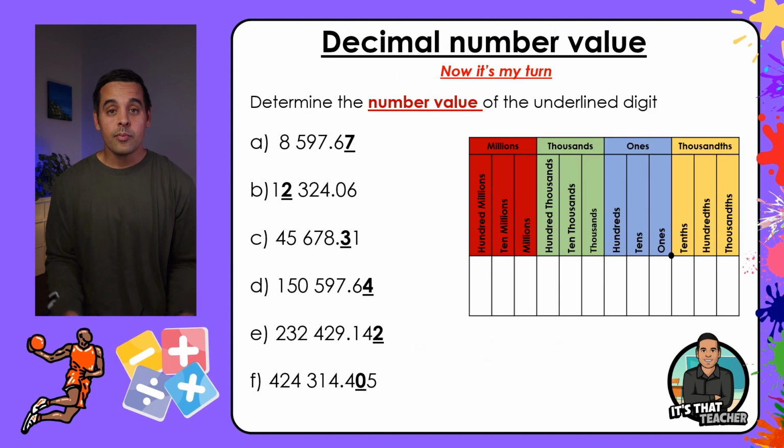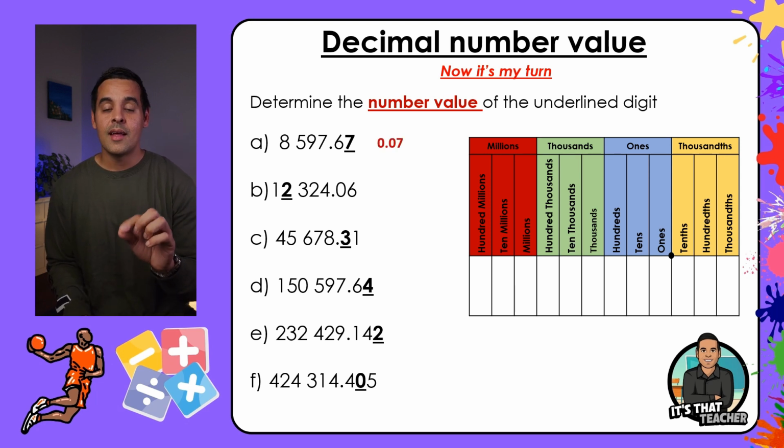Let's move on. Now everyone, it's my turn. I'm going to guide you through some of these questions. Let's get started. So A, you can see that the 7 is located in the hundredths column. So remember, it's less than 1, so it needs to begin with zeros. So 0.07. The 1 has been broken into 100 tiny pieces, and we have 7 of them.